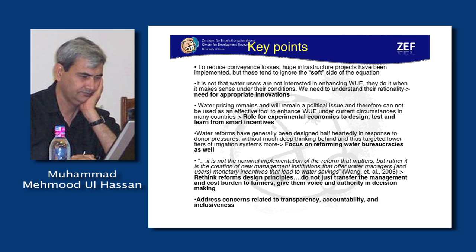So also, instead of just dumping the burden on farmers, we need to give them voice and authority in decision making, from the lower tiers up to the bigger tiers. And there are serious concerns about transparency, how irrigation agencies operate, how these reforms are even conceived.